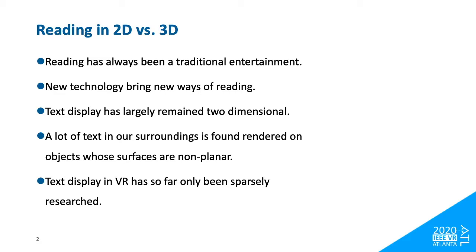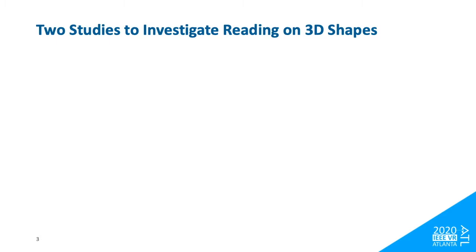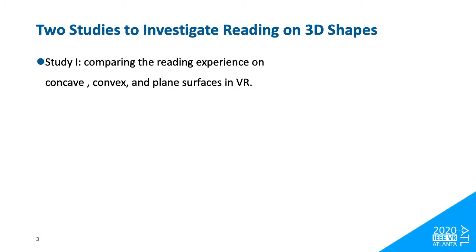Still, some researchers such as Grout and others did research about reading surfaces in virtual reality. With the help of 3D technologies, we can stretch the confines of those two dimensions. So this makes us explore using different 3D shapes as canvas for text rendering. In this case, we conducted two user studies to investigate the properties of 3D shapes and their effects on reading.